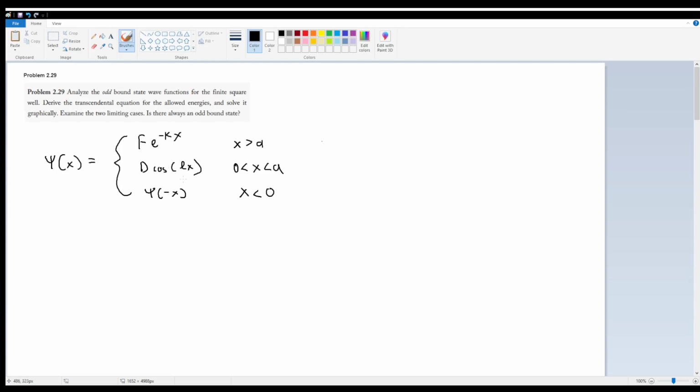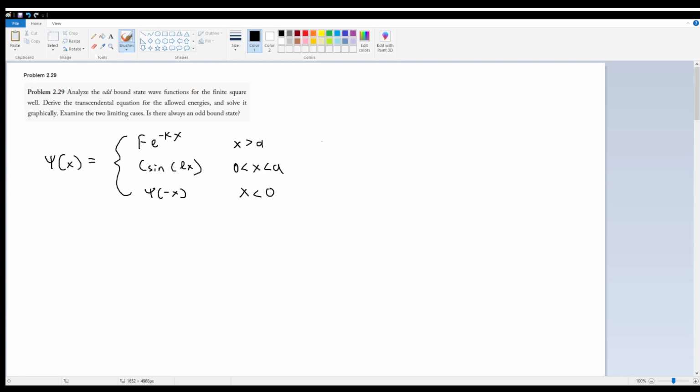So if we want to go down to the odd state and get the second half of the valid solutions, all we have to do is replace the D cosine lx with the other term in the more general setup, which is C sine lx. So we replace D cosine with C sine, because sine is an odd function. So if we want to analyze odd wave functions, we replace D cosine lx with C sine lx.